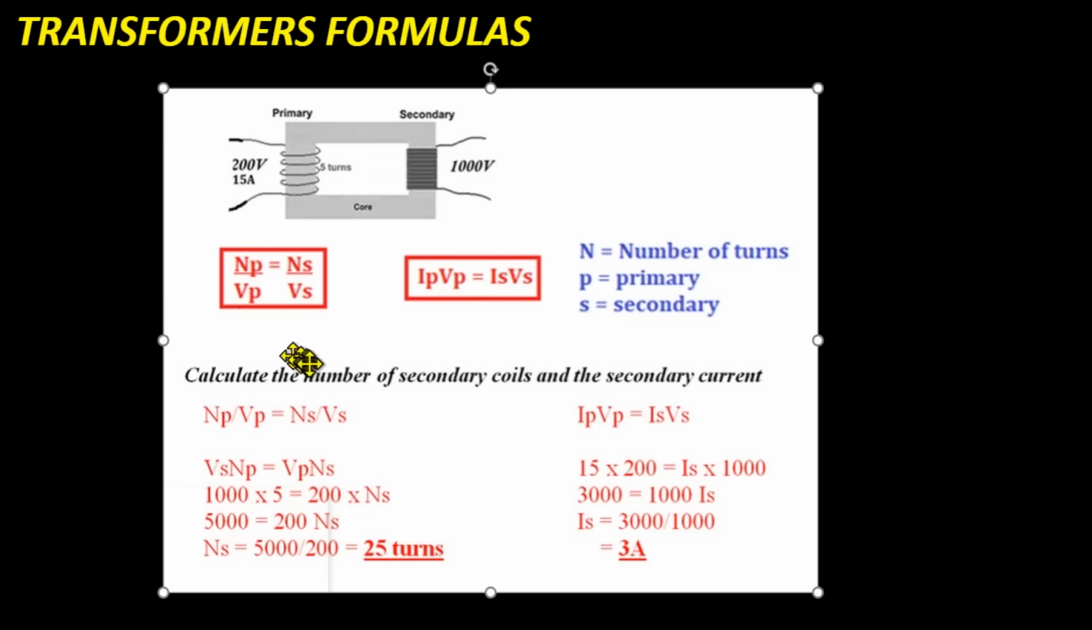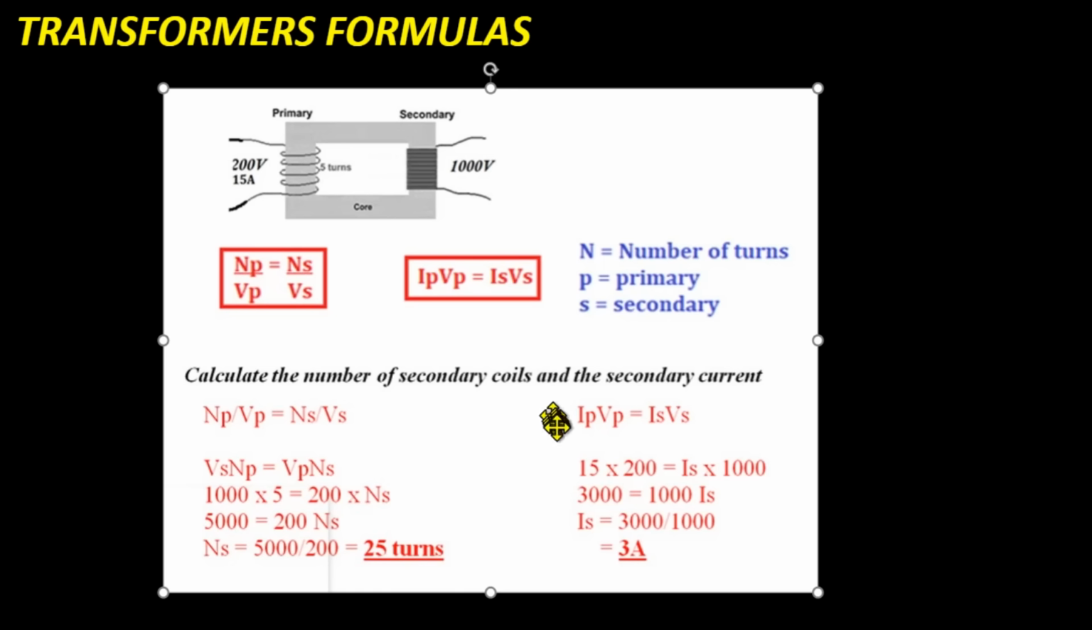The question here is to calculate the number of turns on the secondary coil and the secondary current. So we're going to use the first formula, NP over VP is equal to NS over VS. When we cross multiply this, we get VSNP is equal to VPNS. So the secondary voltage is 1000 volts multiplied by the number of primary turns, which is 5. So 1000 times 5. VP is 200, times NS, which is what we want to find. So 5000 is equal to 200 NS. So NS is 5000 over 200, and that will give you 25 turns.